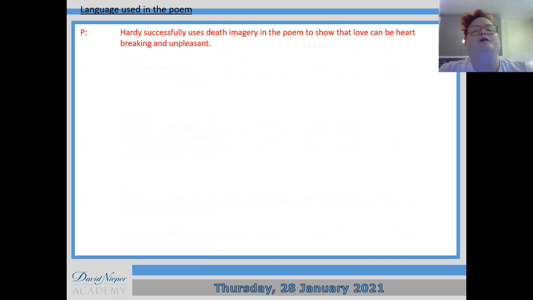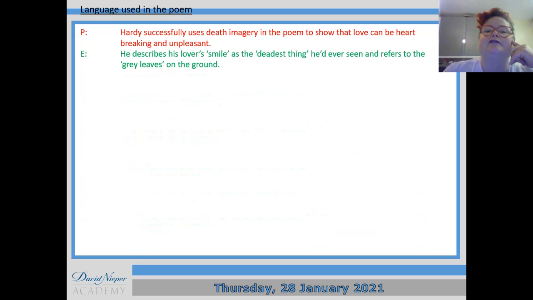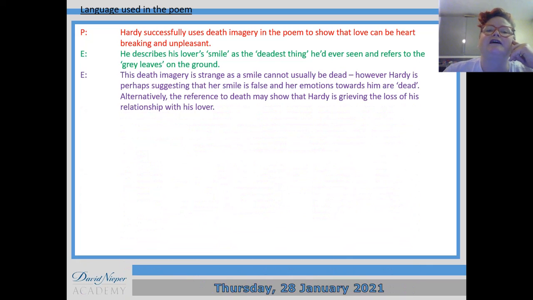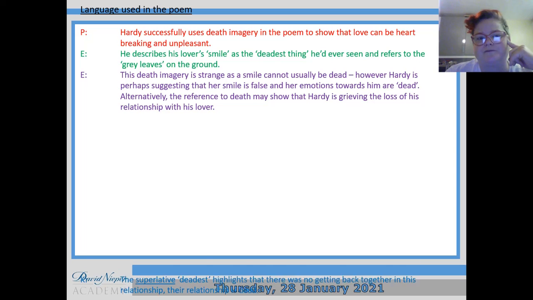So, point: Hardy successfully uses death imagery in the poem to show that love can be heartbreaking and unpleasant. He describes his lover's smile as the deadest thing he'd ever seen and refers to grey leaves on the ground. This death imagery is strange, as a smile cannot usually be dead. However, Hardy is perhaps suggesting that her smile is false and her emotions towards him are dead. Alternatively, the reference to death may show that Hardy is grieving the loss of his relationship with his lover.